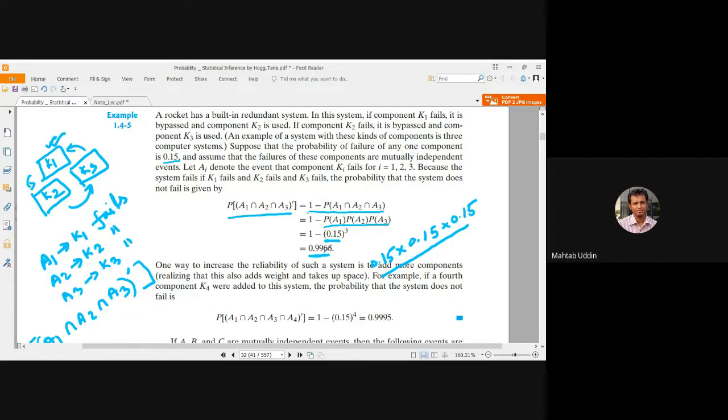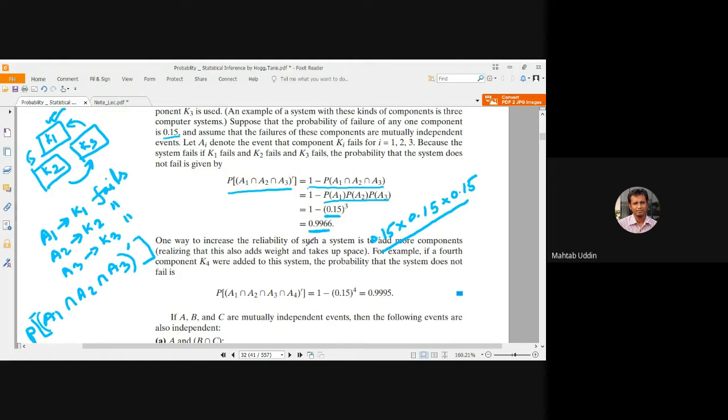Now if we consider 4 components, initially it was 3 components. If you take 4 components, then what will we have? Very similar, right? Can you see the probability increased? That is, if the components increase, the probability of success also increases.